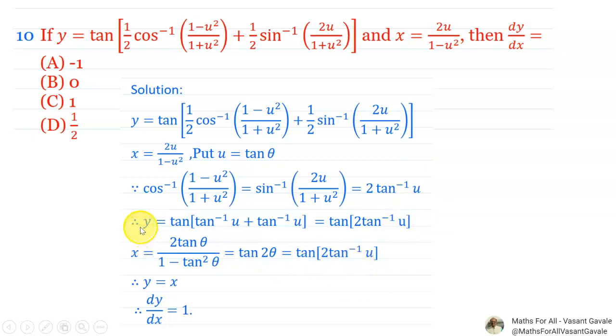म्हणजे x ची व्हॅल्यू आपल्याला इथे किती मिळते? x is equals to tan of 2 times tan inverse of u आणि y देखील तसाच मिळतो, tan of 2 times tan inverse of u. Both are same. That is y is equals to x and hence dy by dx is equals to 1 and hence option C हा या ठिकाणी कसा आहे तर तो करेक्ट आहे. नेक्स्ट एक्झाम्पल.